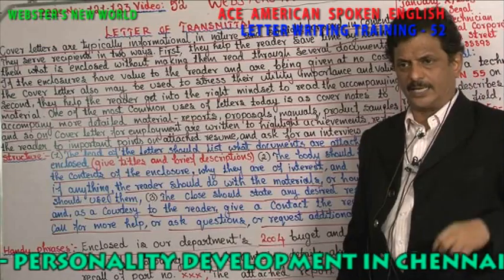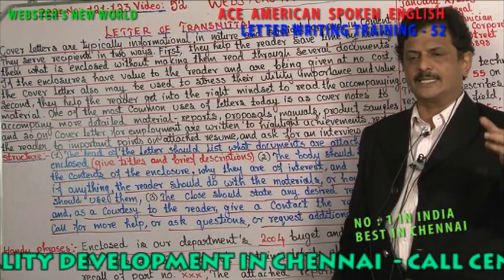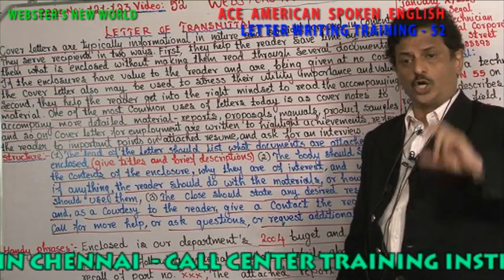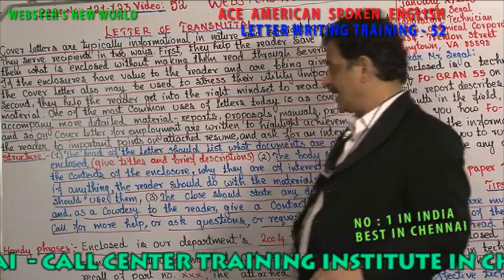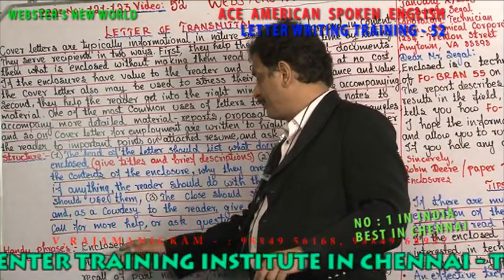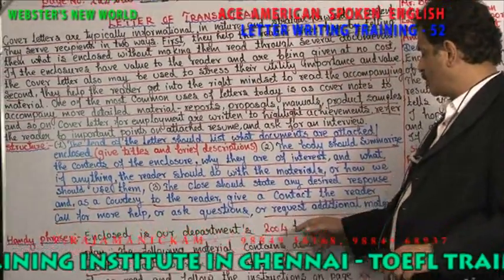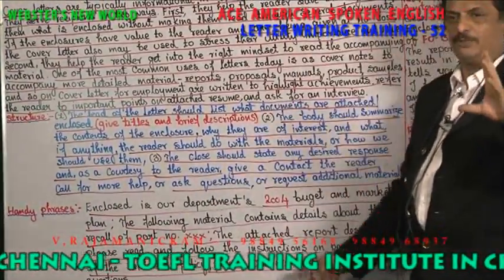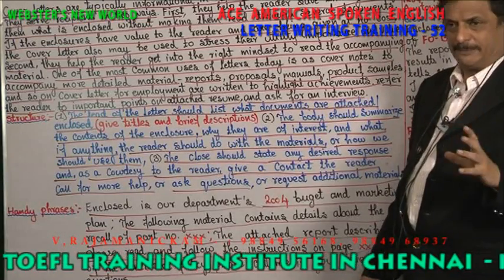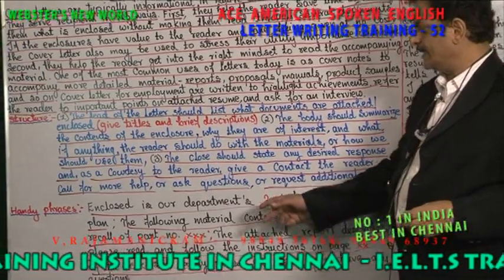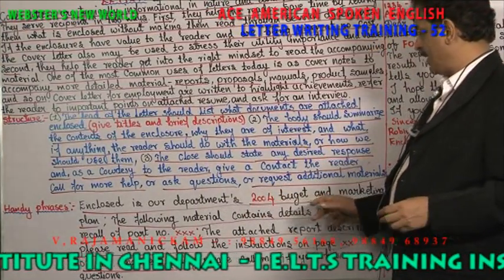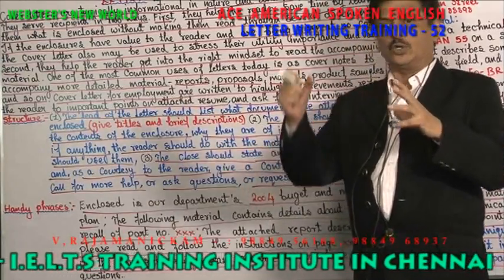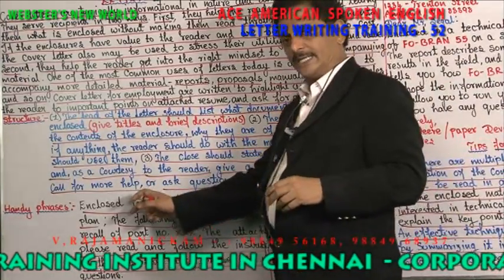In the covering letter you are writing what is enclosed, all the titles and technicalities, all the reports and manuals, and if the reader is not able to understand, he can call you and ask what exactly it is. So, the handy phrases should be: Enclosed is our department's 2004 budget and marketing plan. Suppose it is about the budget, one company man writes this in the covering letter. The budget and marketing plan is the enclosed material.